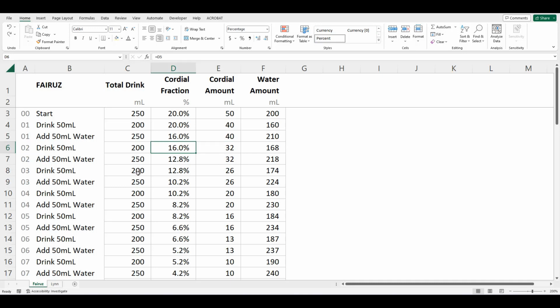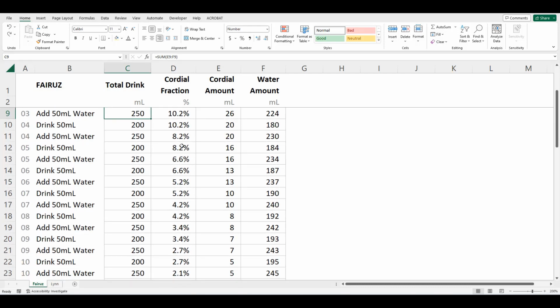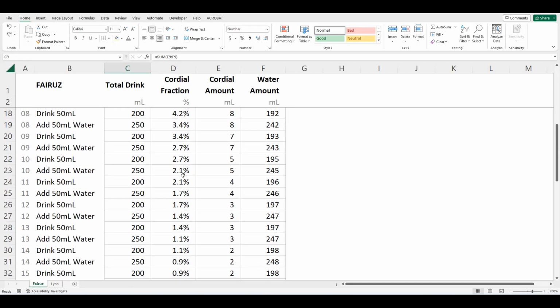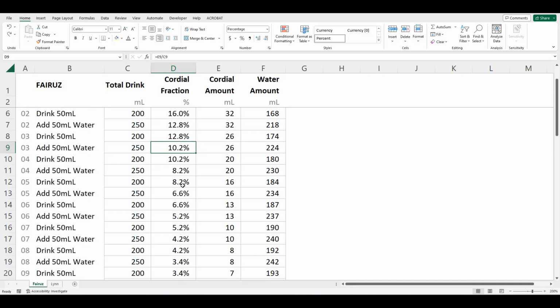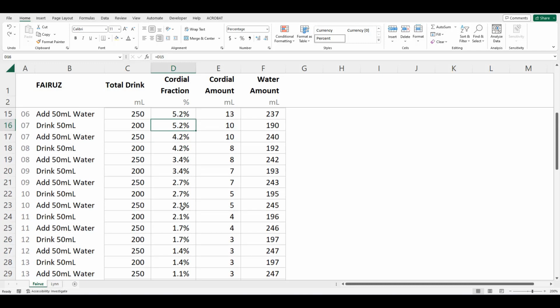And what I've done with the spreadsheet is I've repeated these processes. So each time we drink 50 mils and then replace it with water, and the percentages automatically now calculate. And if we scroll down, we see the percentage is getting smaller and smaller and smaller. So we started with 20, got to 16, and then 12.8, which is consistent with the calculations we were doing manually. Then the percentage gets to 10.2, 8.2, 5.2, and so on.